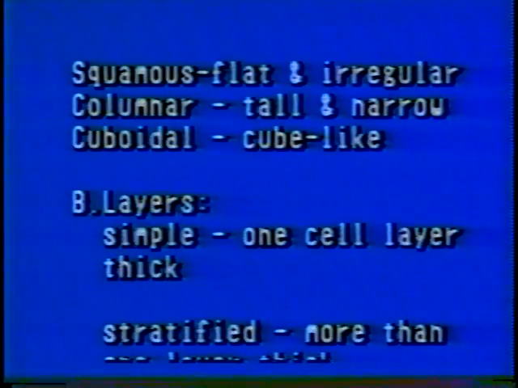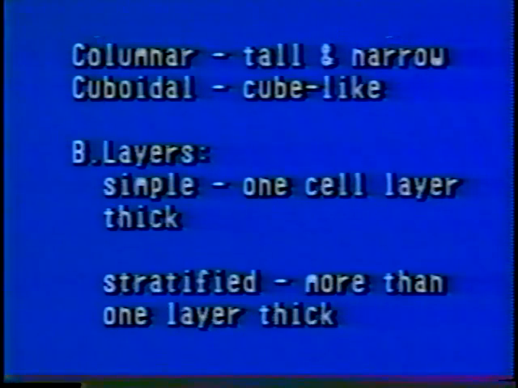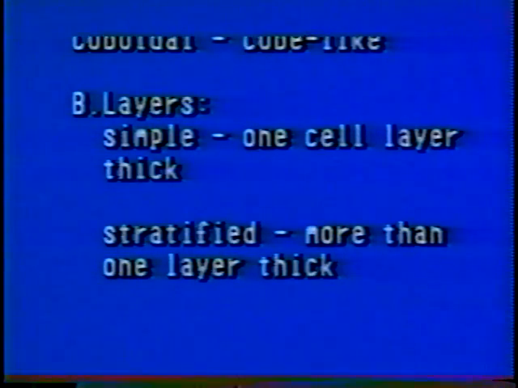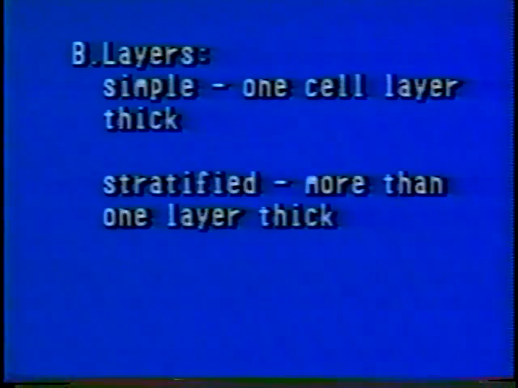Epithelia may also be classified by the number of layers that make them up. Epithelia only 1 cell layer thick are called simple. Epithelia made of more than 1 cell layer are called stratified.